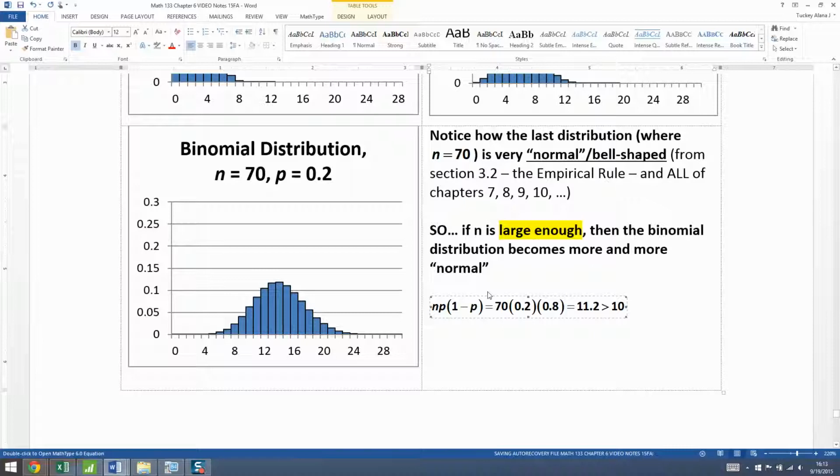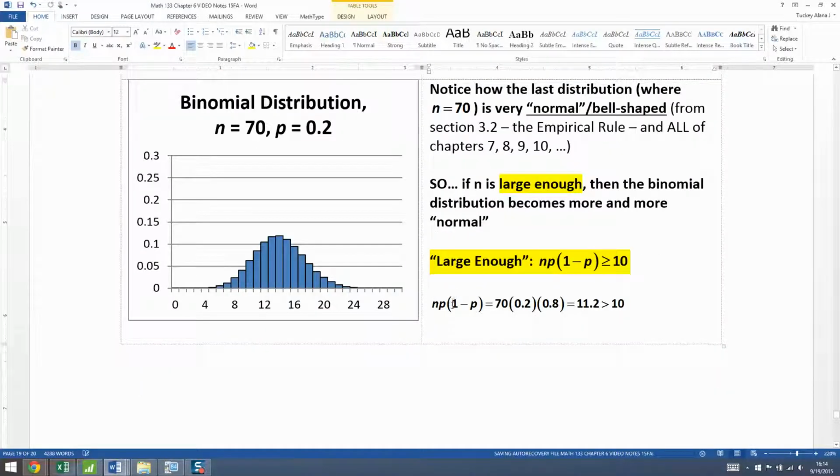Well, large enough is defined as n times p times 1 minus p is greater than or equal to 10. That's what's going to count as large enough. And sure enough, it does take place in this last problem.